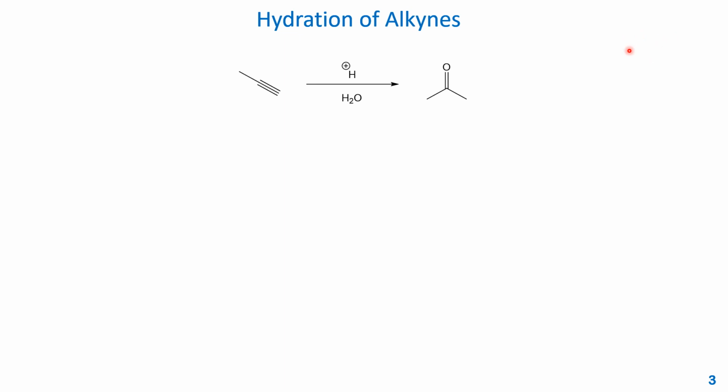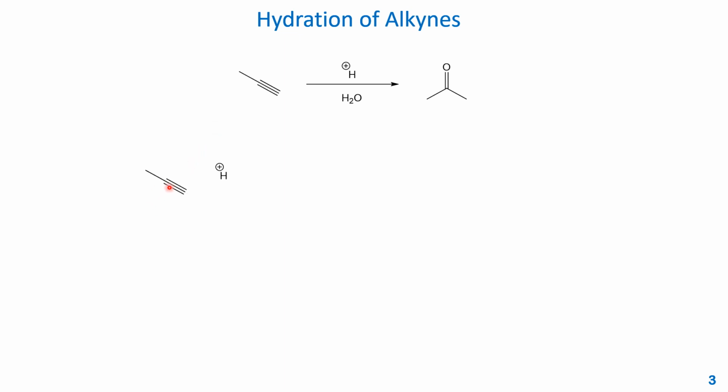Let's talk about the hydration of alkynes. You may see an example I use. This is propyne. It's a terminal alkyne, and under the acidic condition, the hydration will give you a ketone. This is acetone, and the mechanism is actually very similar to the hydration of alkene under acidic condition.